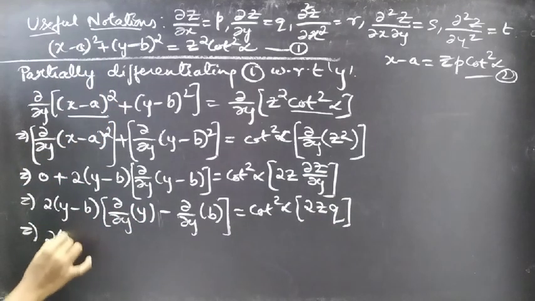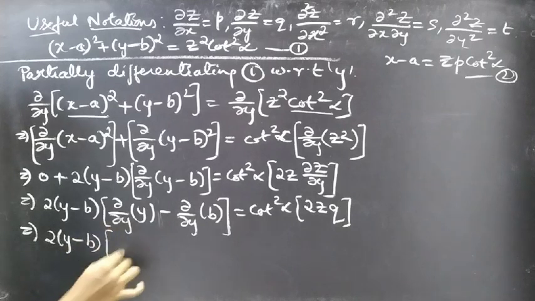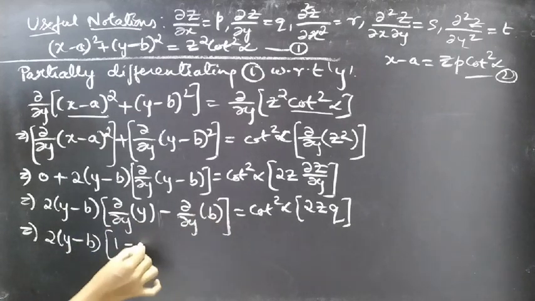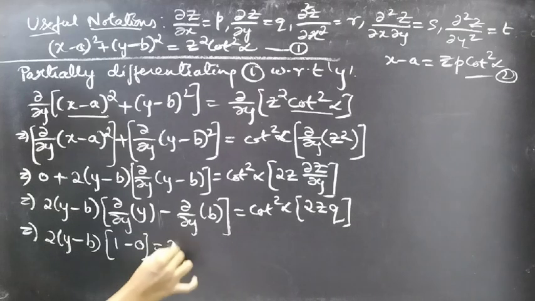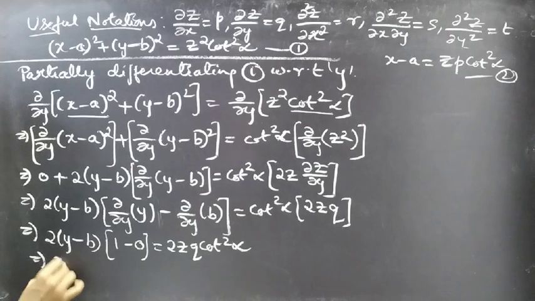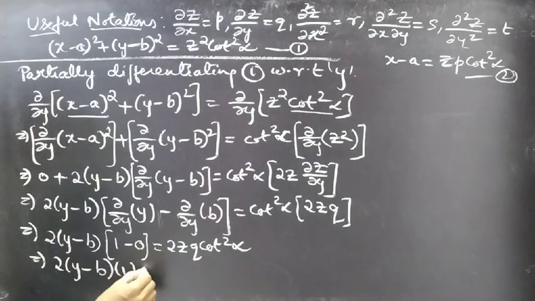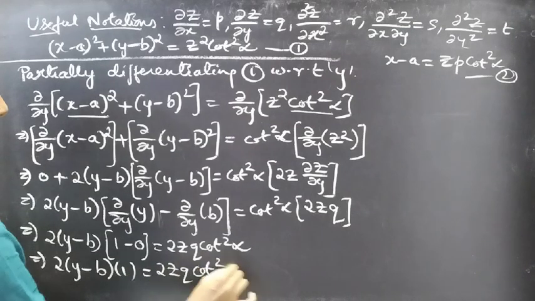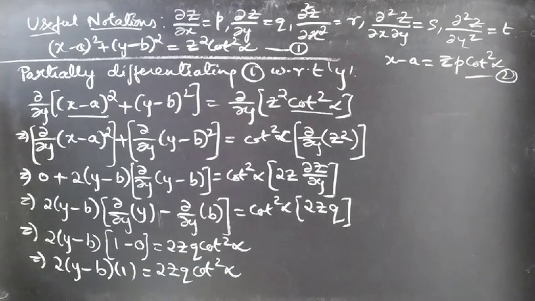Now we'll get the partial derivative of y with respect to y is 1, minus the partial derivative of a constant with respect to y is 0, equal to 2zq cot square alpha. Okay, from this we'll get 2 into y minus b into 1 equal to 2zq cot square alpha. Right, we can cancel this 2.